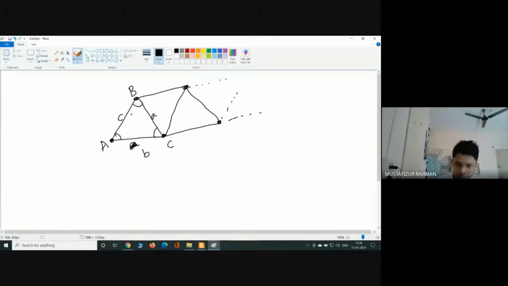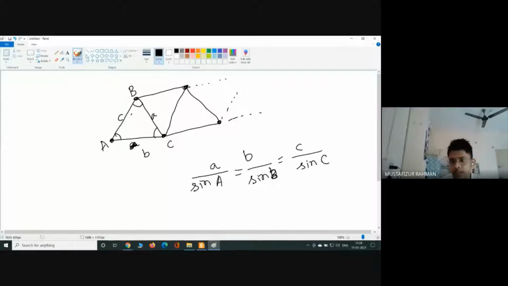Now we have a rule, the sine rule, that a by sine of A is equal to b by sine of B is equal to c by sine of C, this way. So this is our sine rule. Now, if we measure only one side and all the angles, we can measure the other two sides.